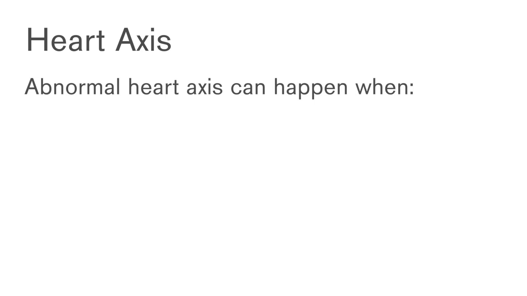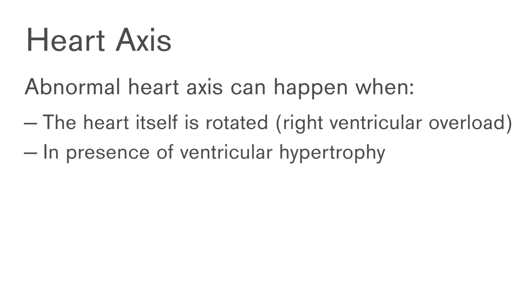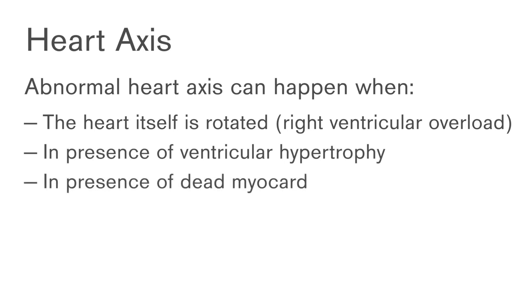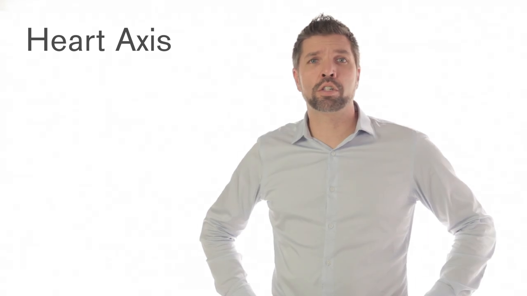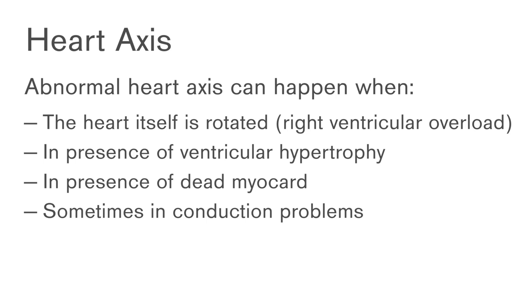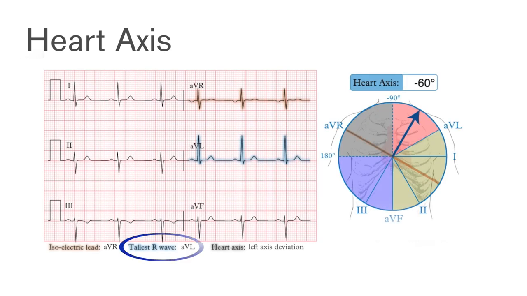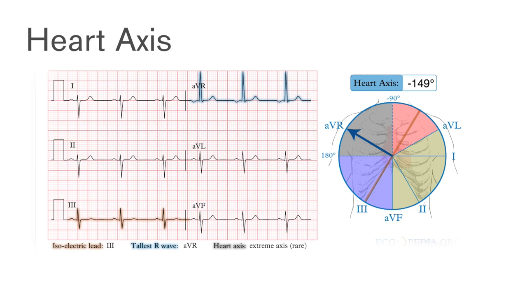Abnormal heart axis can happen when the heart itself is rotated, in right ventricular overload, in presence of ventricular hypertrophy, in presence of dead myocardium. Myocardial infarction will leave dead muscle fiber when not irrigated. Sometimes it is due to conduction problems. In this case, the tallest R wave shows the direction of the axis, which follows lead 2 with aVL as isoelectric lead.